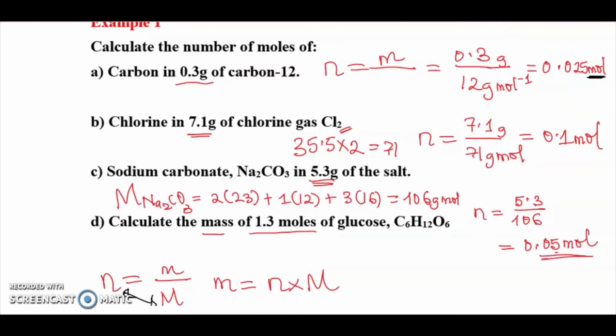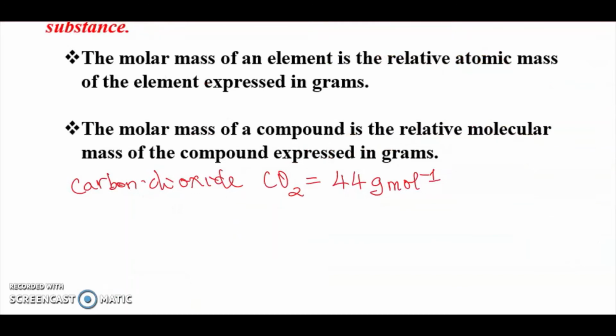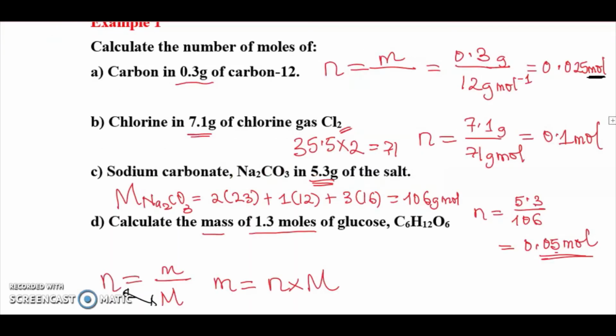Before you try the exercises, let me show you another way of solving this problem. Let's take a look once more at this. Remember we said that the molar mass of an element is the relative atomic mass of the element expressed in grams, and the molar mass of a compound is the relative molecular mass of the compound expressed in grams. So let's make use of this to solve the examples we just did.